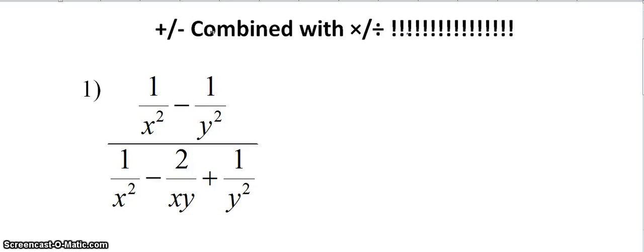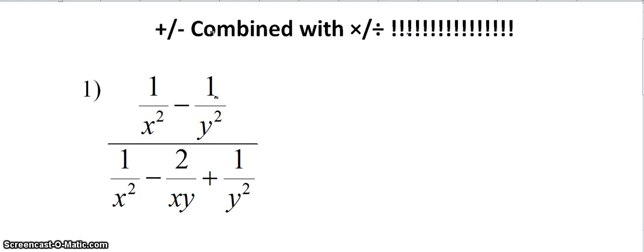Hello again, students. Today we're going to be combining everything you've learned up to this point to complete some real doozies of problems. When I say they're doozies, I mean something like number 1, where you have addition and subtraction and fractions and simplifying and everything you've learned. Now, the great news is I don't even have to teach you anything new to complete these problems.